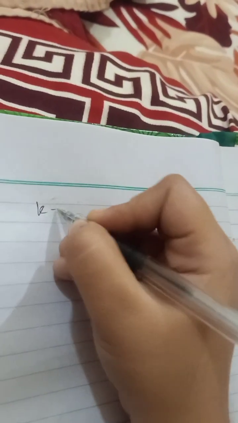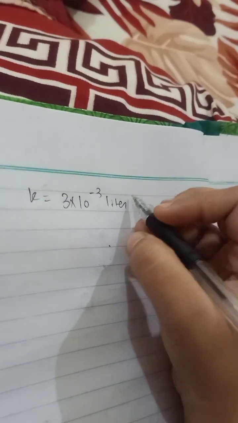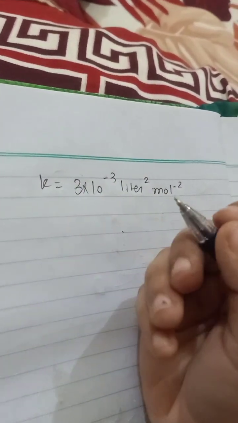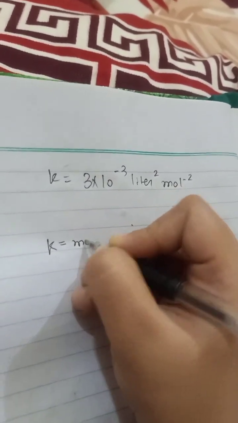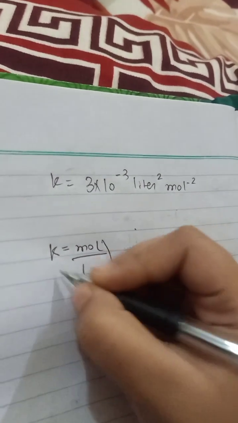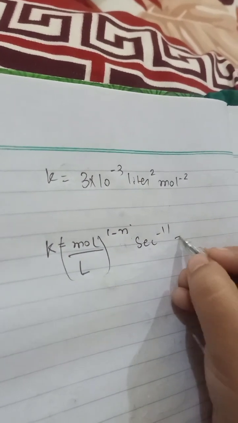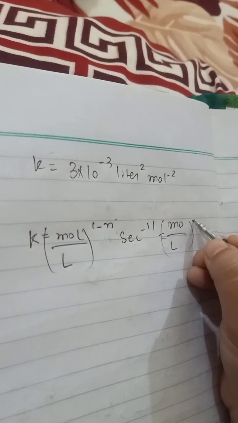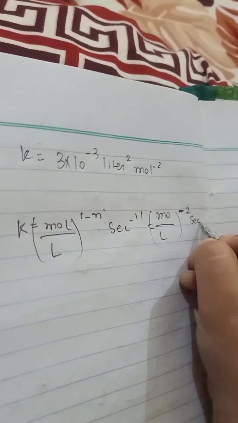Alright, for example, I'm having a problem: consider K is equal to 3 multiplied by 10 to the power 3, liter replaced by dm cube, so the unit is mole into dm inverse. We have to find the order of reaction. So here K has the unit mole into liter to the power 1 minus n, and we have to find the second inverse. For example, we have taken 2 here, second inverse.